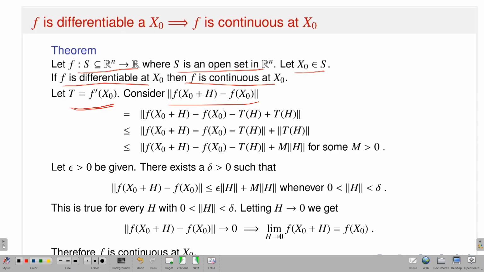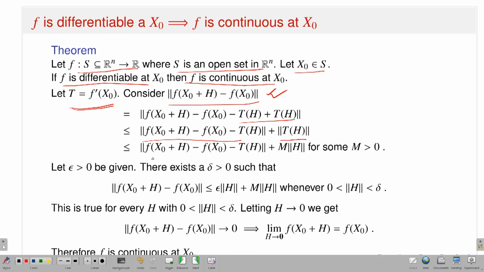So I want to talk about the continuity. That means I want to show that the limit as h goes to 0 of f of x naught plus h is exactly equal to f of x naught. If this is the case, then I am done. So I would like to estimate the norm of f of x naught plus h minus f of x naught. What I am doing is that you just add and subtract one term, then use the triangle inequality. So this is dominated by this plus this, by the triangle inequality.